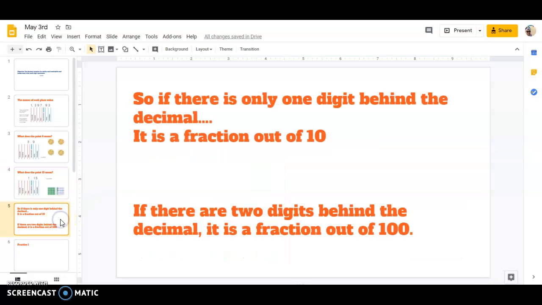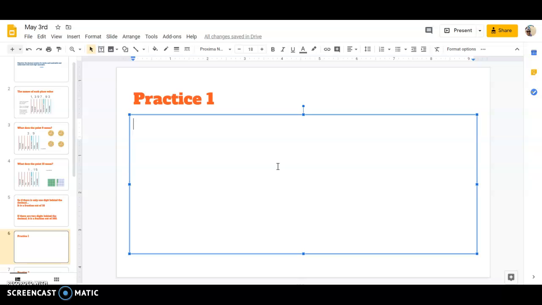So if there is only 1 digit behind the decimal, it is a fraction out of 10. And if there are 2 digits behind the decimal, it is a fraction out of 100. Let's practice. So if I had the number 3.46, that would be equal to what if we're talking about fractions? 3 and 46 out of 100. Or we could write it in word form, 3 and 46 hundredths. That's how you would say the decimal place value and also the fraction.